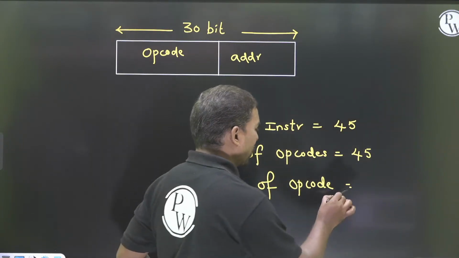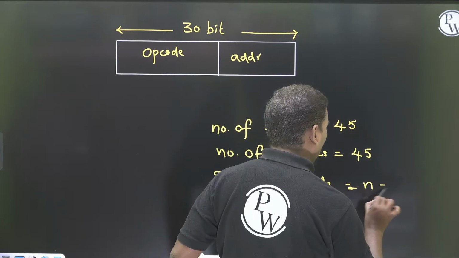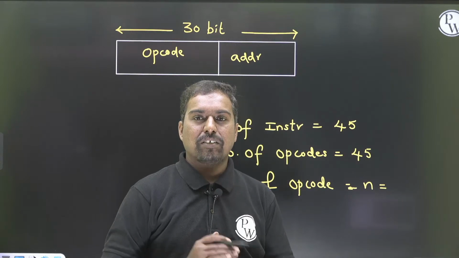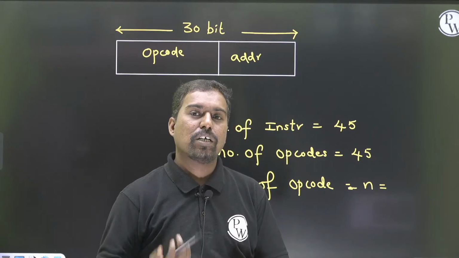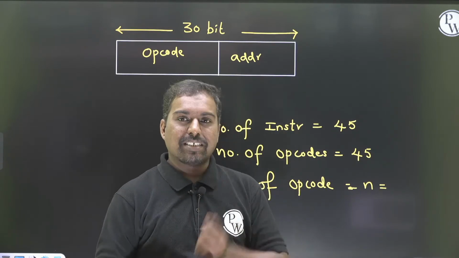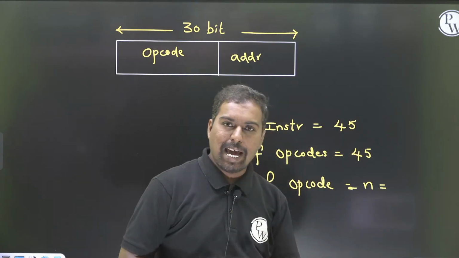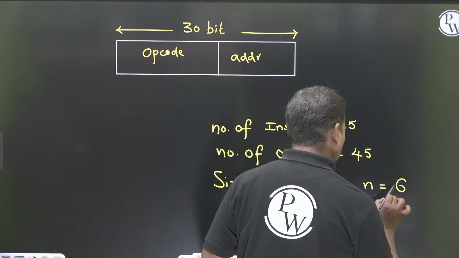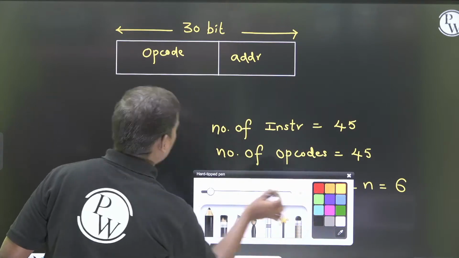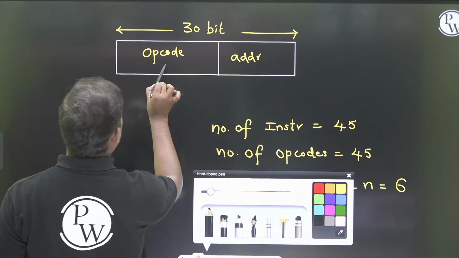So to represent 45, what is the size of the opcode? If I take 5, 2 power 5 is 32. That means you cannot support 45 operations. If you take 6, 2 power 6 means 64, and in 64, 45 opcodes can be accommodated. So n will be 6. So you got the opcode size as 6.